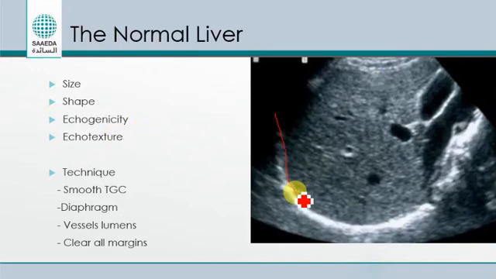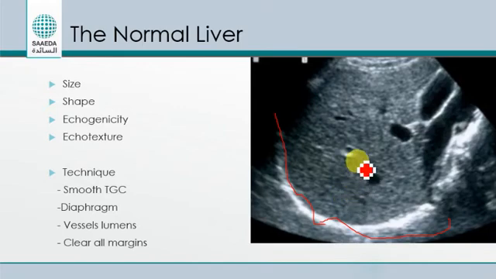Here, the diaphragm is visible completely. You need to see as much cephalic extent of the liver as possible. Of course, this is not always that easy, especially in obese patients and markedly diffuse fatty liver. This will be difficult, but it is very important to see the diaphragm, see the vessels lumen, and clear all margins. What do we mean by that?